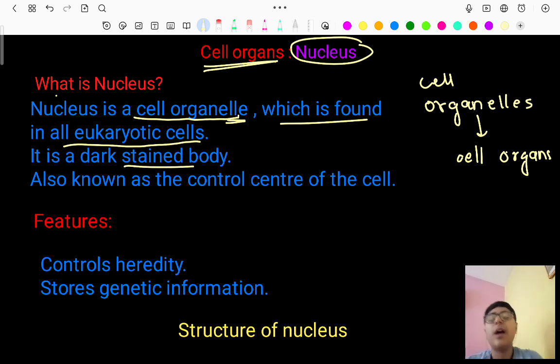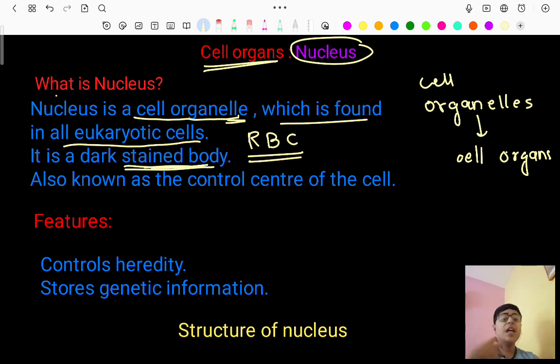As it is written, all eukaryotic cells have it, but there is an exception: RBC, red blood cells. They don't have a nucleus because they don't have enough space to have it. They are cells, but they have to carry an abundant amount of oxygen with them. In adult RBC, there is no space for any nucleus. It is a dark stained body.